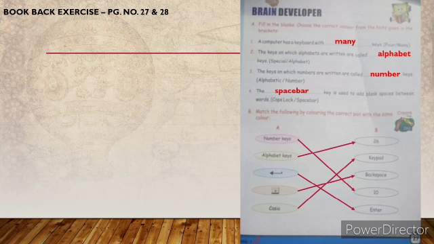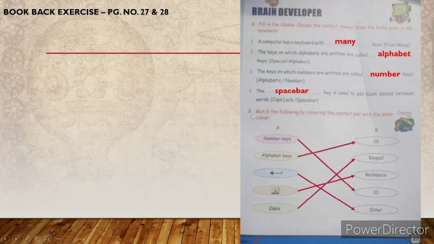Now we'll do this book back exercise in page number 27 and 28. So in 27 we have filling the blanks, choose the correct. First one, a computer has a keyboard with many keys. Second one, the keys on which alphabets are written are called alphabet keys. Third one, the keys on which numbers are written are called number keys. Fourth one, the spacebar key is used to add blank spaces between words.